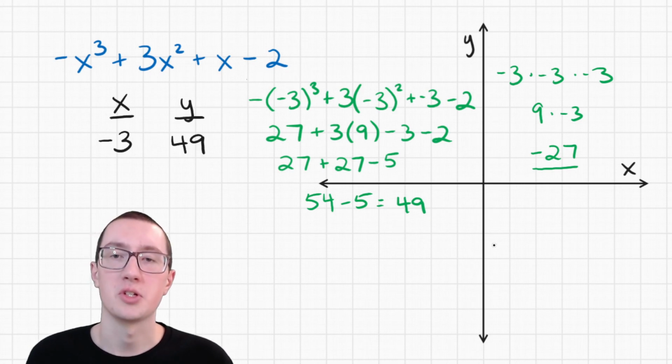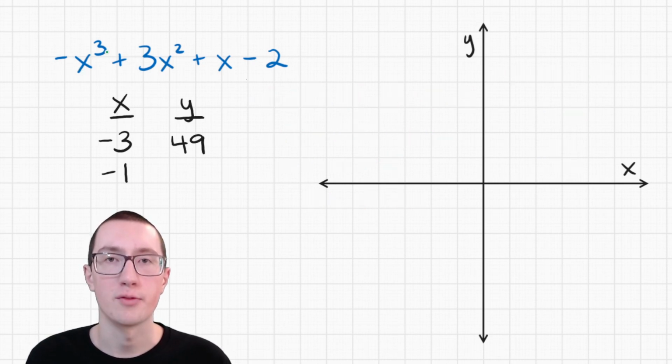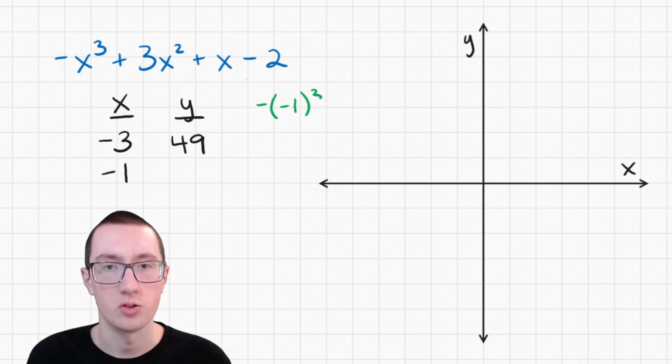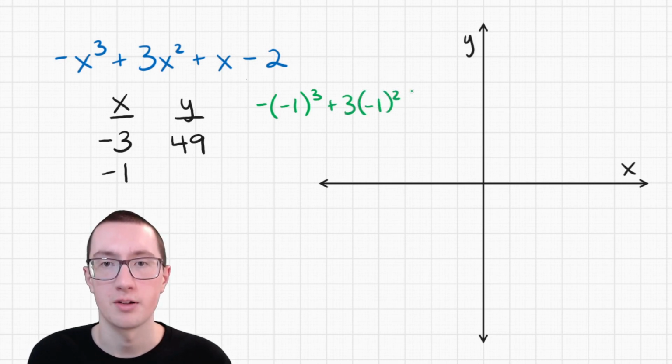Now, there's no way we're going to be able to graph that on this little graph here. So I'm probably going to skip over to -1, because I think that'll have a more reasonable number. So let's put in -1 whenever we see x. We're going to have negative, and then instead of x, we're going to put -1 cubed plus 3 times, and instead of x, we're going to put -1 squared plus -1 minus 2.